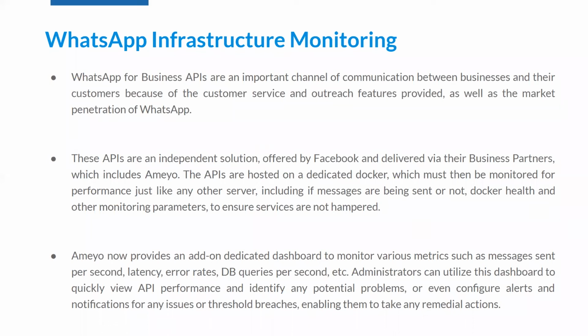Next up are some feature enhancements for WhatsApp. Now, the very first feature enhancement is infrastructure monitoring for WhatsApp. For each and every phone number that you want to link to your WhatsApp for Business account, you need to host a WhatsApp Docker, right? So that's a client for each and every number.